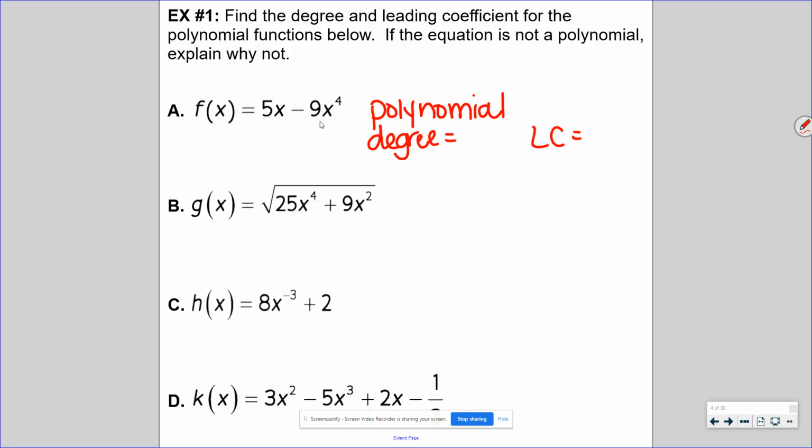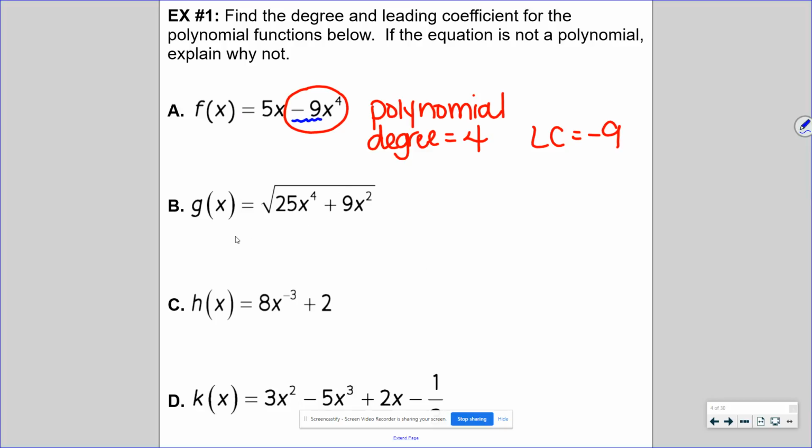The degree is the highest power in the whole polynomial. In this case, that highest power is 4. The leading coefficient would be the numerical value that is attached to the term that has the highest power. So this is the term that has the highest power. The leading coefficient, which is the number in front, is -9.